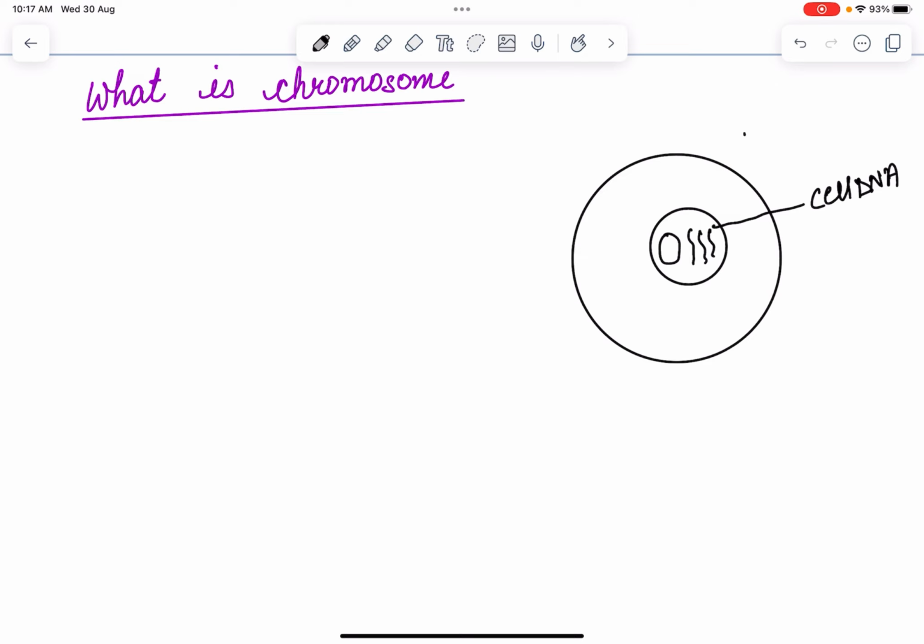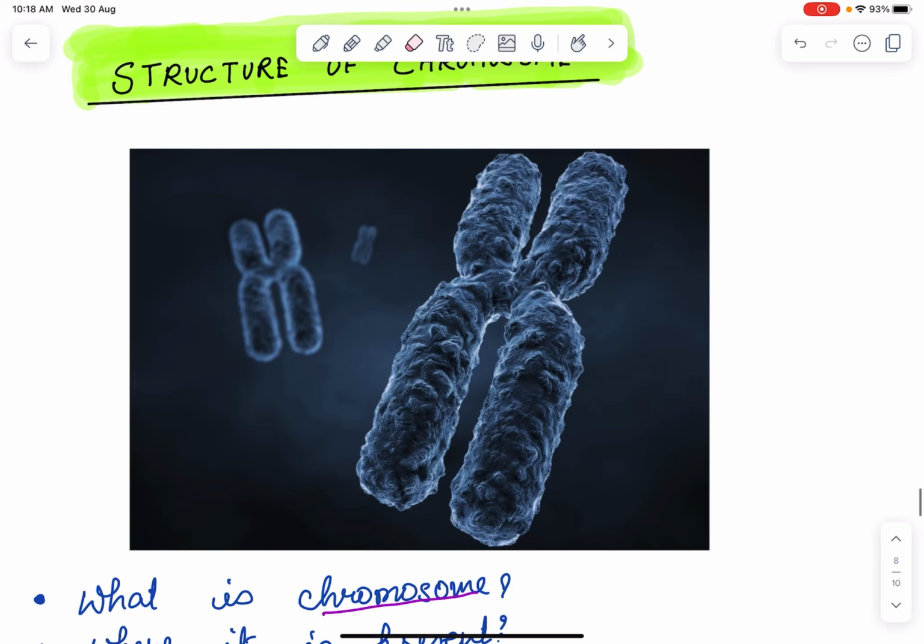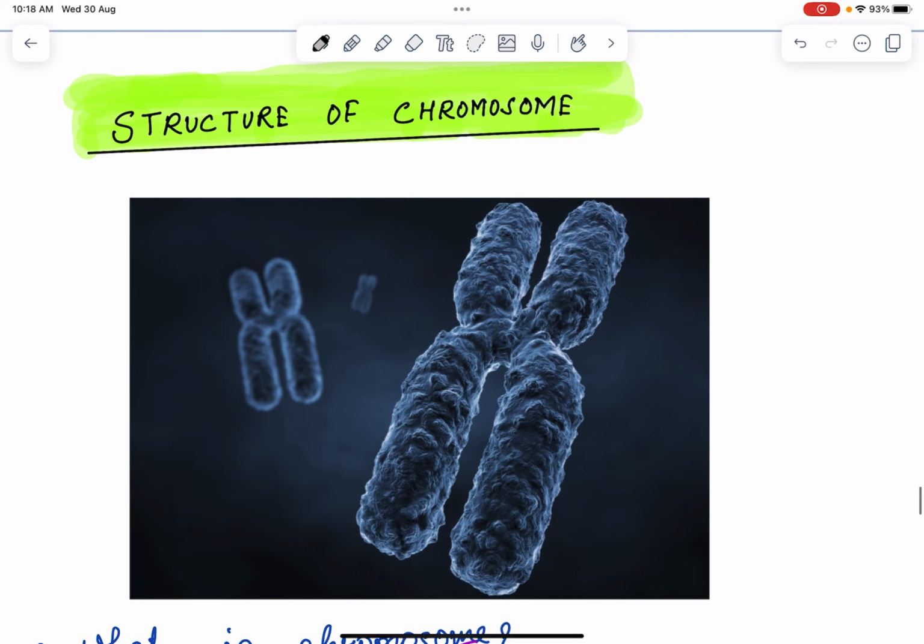Each chromosome contains one long DNA molecule associated with many proteins. So we'll see the definition of chromosome. Chromosomes are highly coiled ribbon-like structures formed by the condensation of chromatin fiber during cell division. See, this is the structure of chromosome. The number of chromosomes present in humans is 23 pairs of chromosomes.